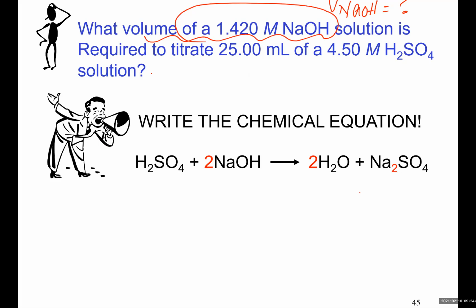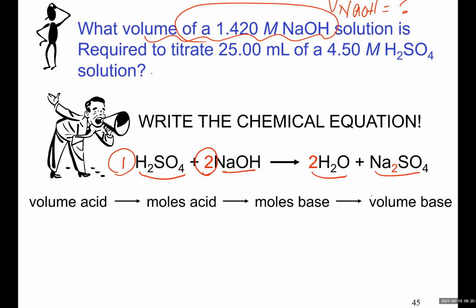And this is the balancing. This is a balanced equation. Every mole of sulfuric acid needs 2 moles of NaOH to produce 2 moles of water and 1 mole of sodium sulfate. So the stoichiometry of this reaction says 1 mole of sulfuric acid needs 2 moles of NaOH. Now I can solve the problem. I have the volume of the acid, and I have the molarity of the acid. By using volume and molarity, I can determine the number of moles, right?